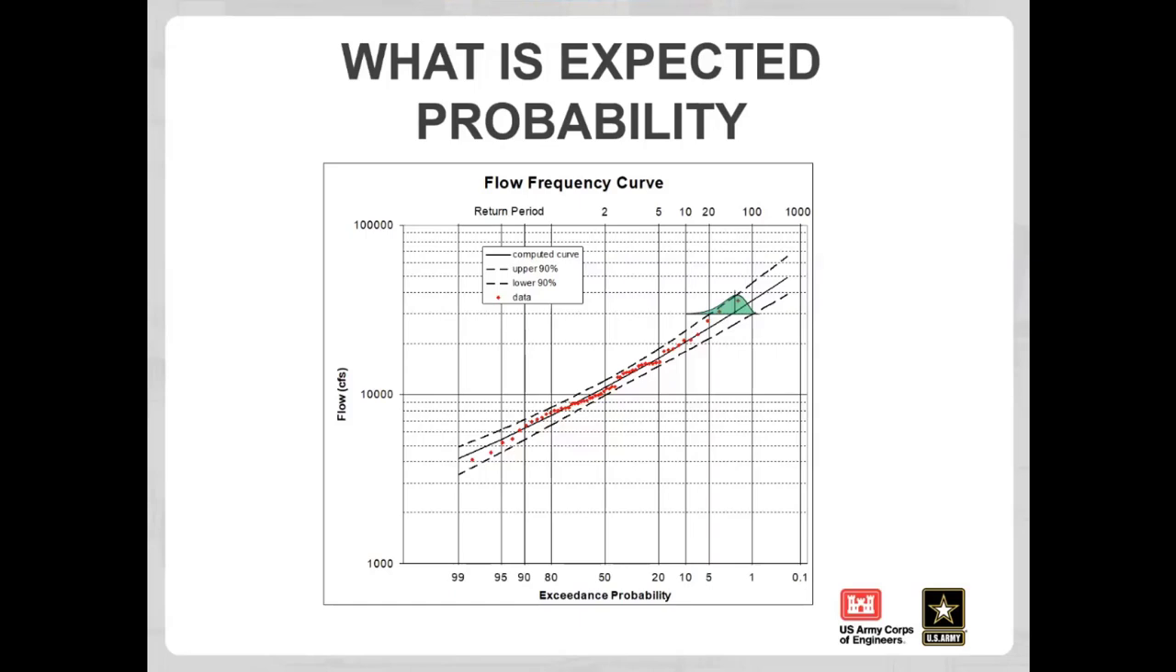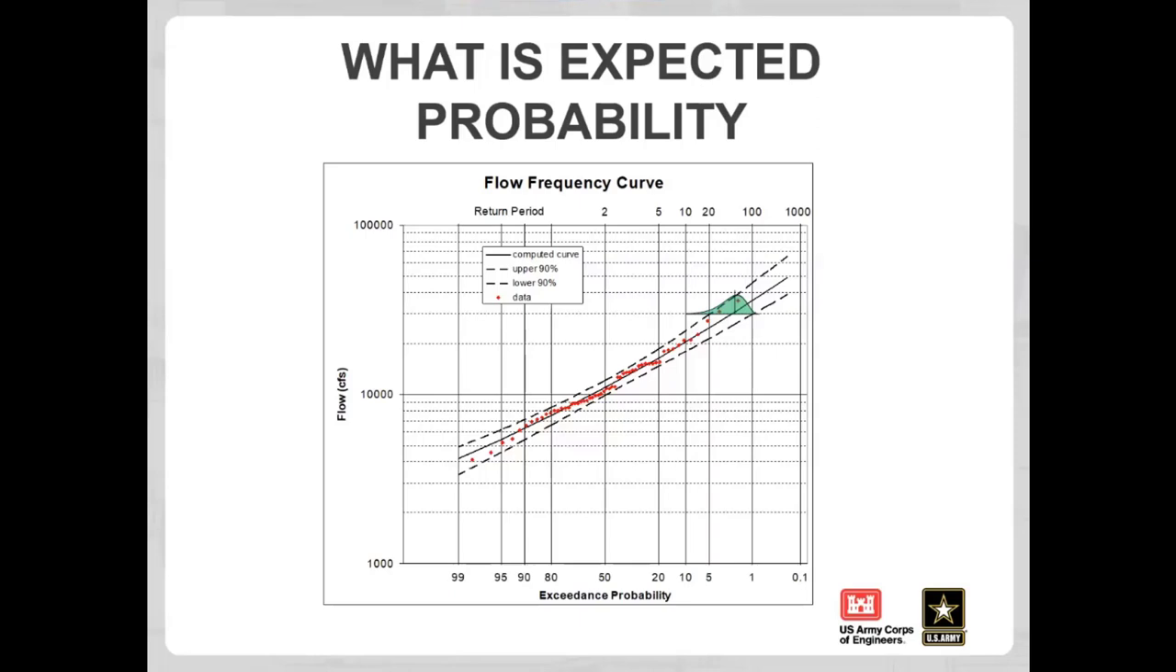The question we're trying to answer when we talk about expected probability is this: we can look at the uncertainty in two ways. We're often used to looking at it vertically: what's the uncertainty in flow for a given annual exceedance probability? But we can also ask what's the uncertainty in the annual exceedance probability for a given value of flow? That's the green uncertainty distribution shown on this graphical example.